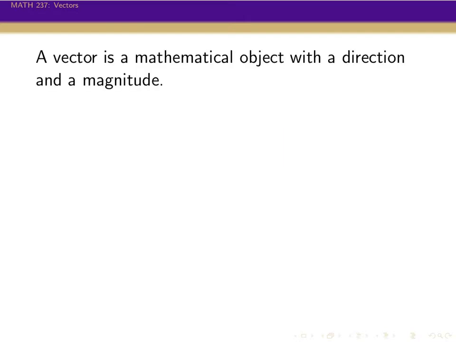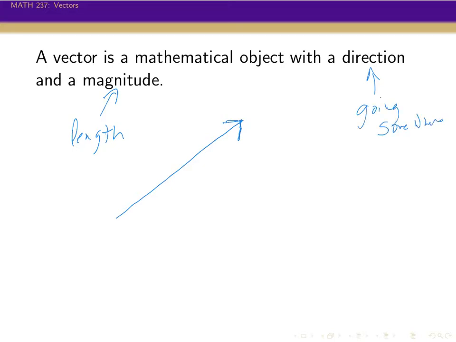So what is a vector? A vector is a mathematical object with a direction and a magnitude. Often we represent vectors as a straight line, which gives it a magnitude, and then we want a specific direction on it, so we put a little arrow pointing which way it's going. So a vector has magnitude, which is talking about length, and it has direction, which says that it's pointing in some way.